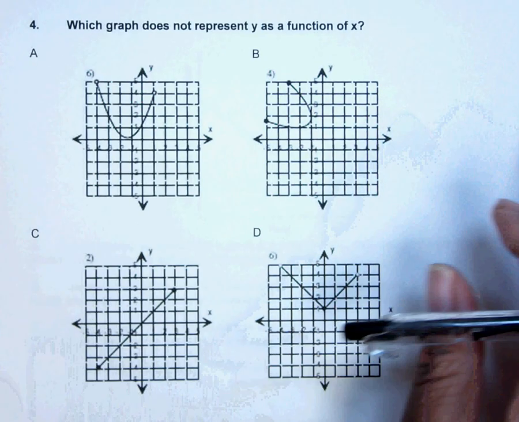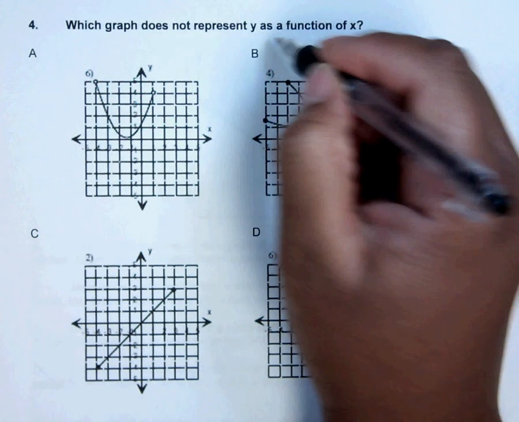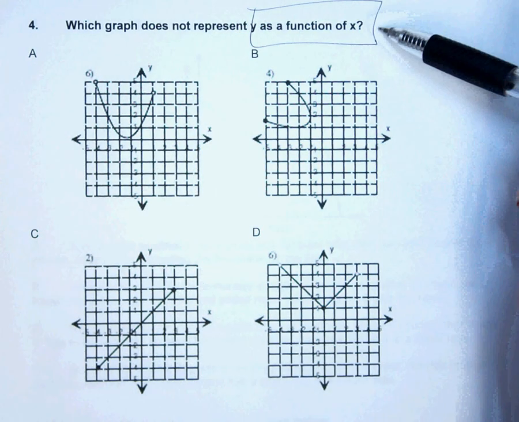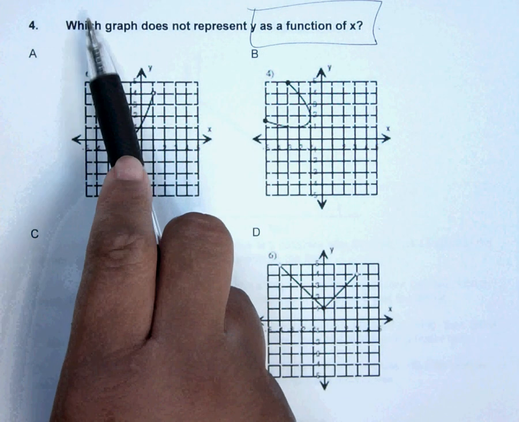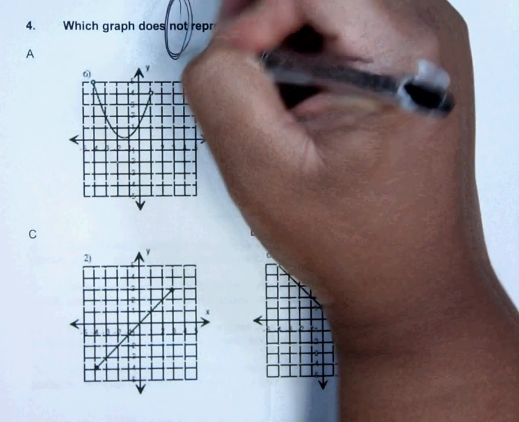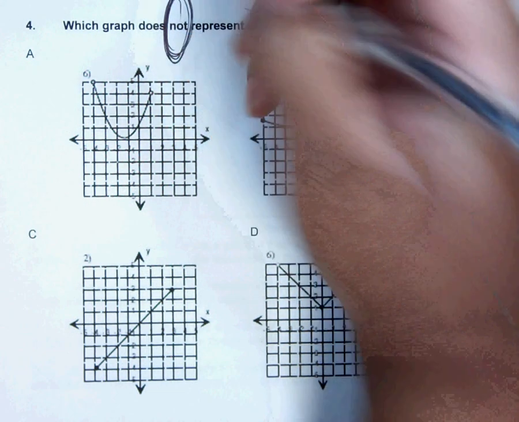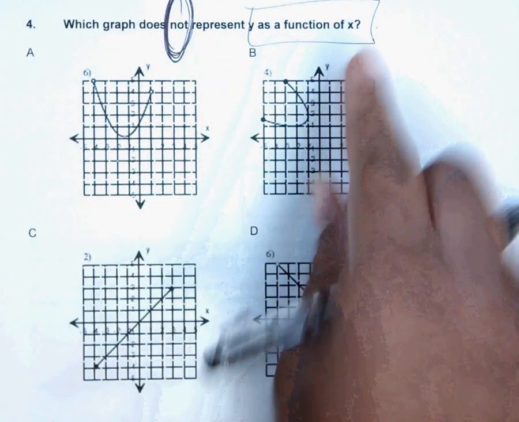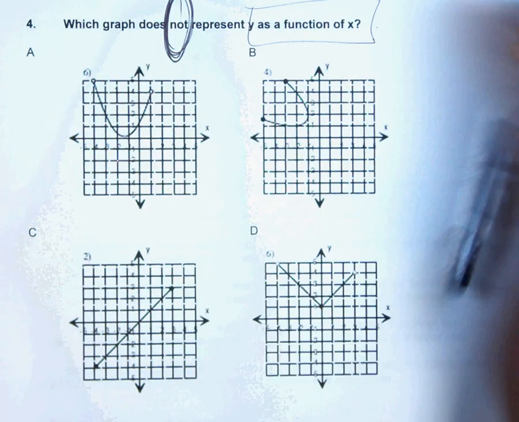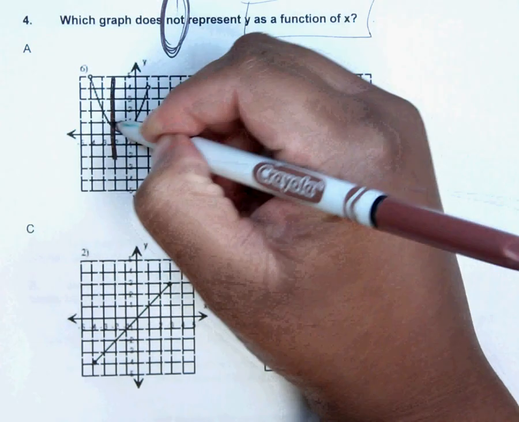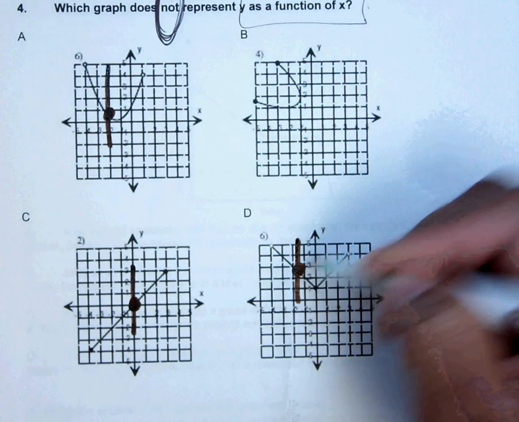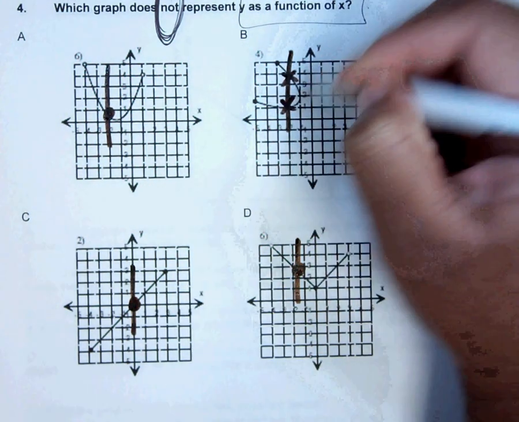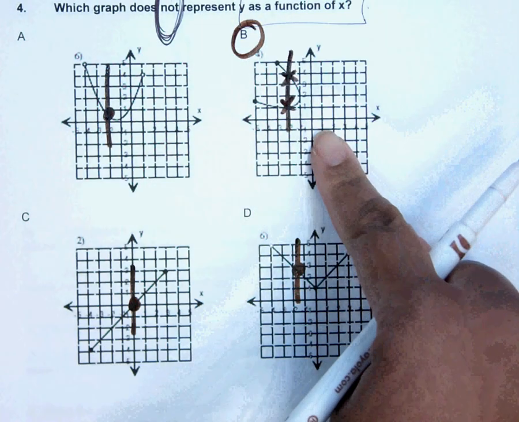Now we do number 4, which is a function of x. Remember, no, let's read it again. Which graph does not, see, you got to read it because I almost missed that not, represent y as a function of x? Well, draw a vertical line through it, and if it hits it once, it is a function. Hits it once, it is a function. Hits it once, it is a function. Uh-oh, hits it more than once? This is not a function, that's the answer.